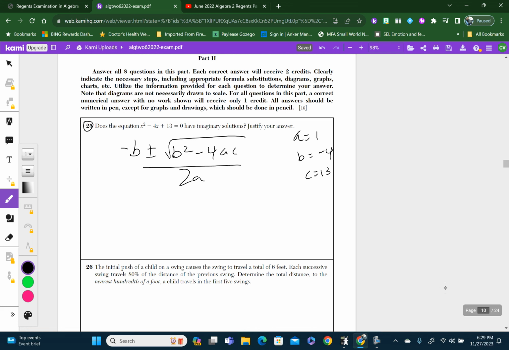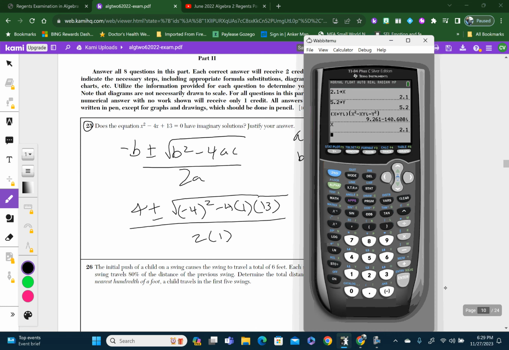Let's keep going. So negative b, right? The opposite of negative 4 is 4, plus or minus square root b squared. So this is going to be negative 4. Don't forget to put that negative 4 in parentheses. We square it. Minus 4 times a, which is 1, times c, which is 13, all over 2 times a, which is 2 times 1. So now I'm going to go ahead and take my calculator. If my answer right here gives me a negative number, then the answer to this question is yes, they have imaginary solutions. So let's do it.